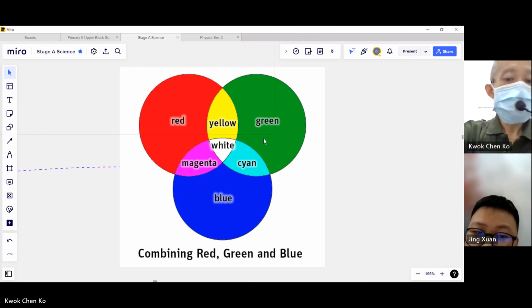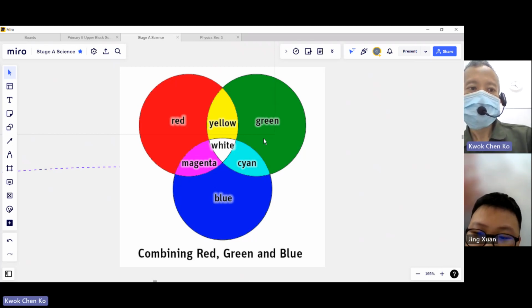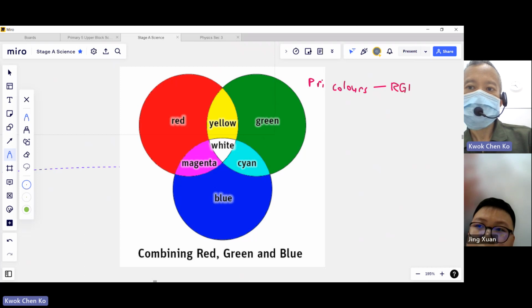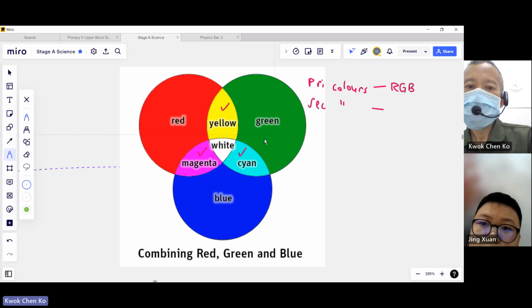So that's the theory. Basically, RGB: red, green, and blue. Take note, this is not watercolor. This is not paint. Paint will be a different theory. Paint is based on red, green, and yellow. But this is light. Light is based on RGB. Now, the secondary colors will be these 3: yellow, magenta, and cyan. Normally they call it CMY.